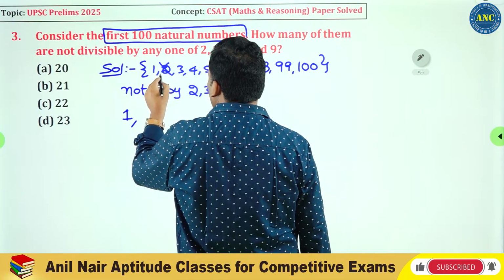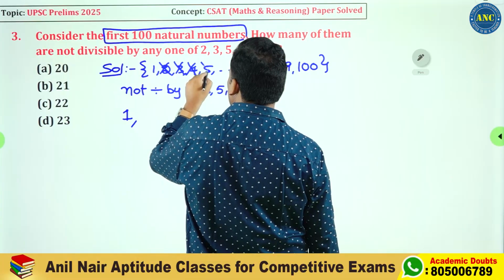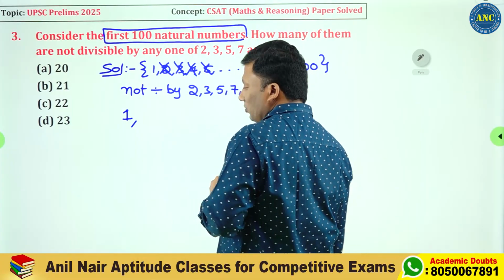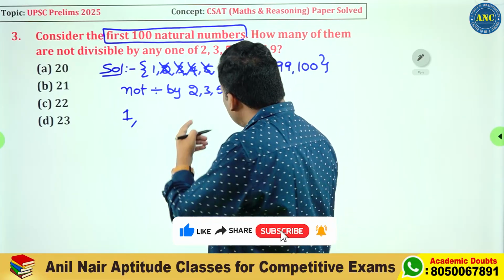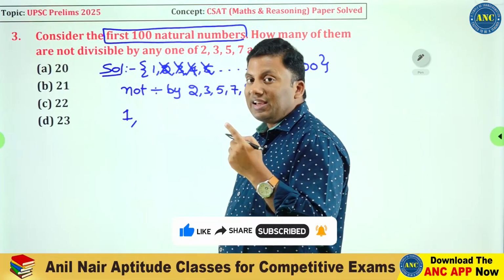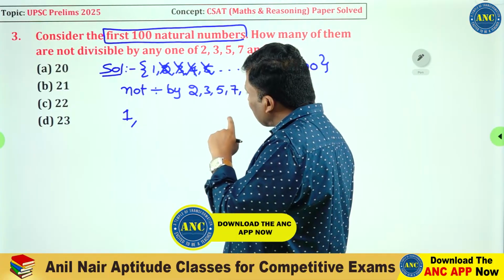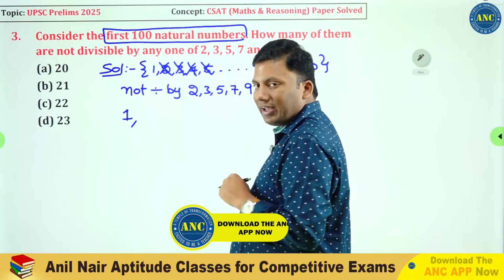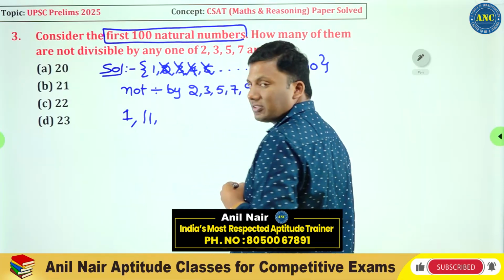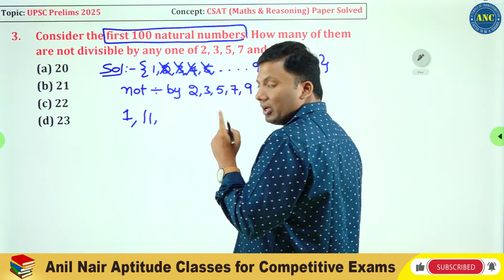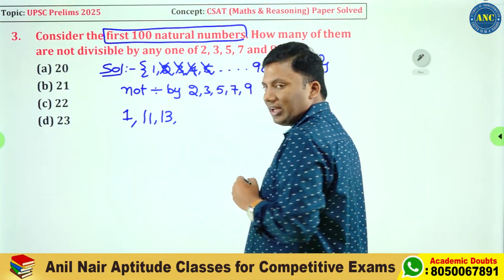2 is divisible by 2. 3 is divisible by 3. 4 is divisible by 2. 5 is divisible by 5. 6 is divisible by 2. 7 is divisible by 7. 8 is divisible by 2. 9 is divisible by 3. 10 is divisible by 2 and 5. 11 is not divisible. 12 is divisible by 2 and 3. 13 is not divisible. One more number we will take.